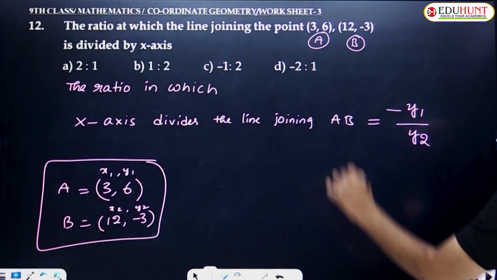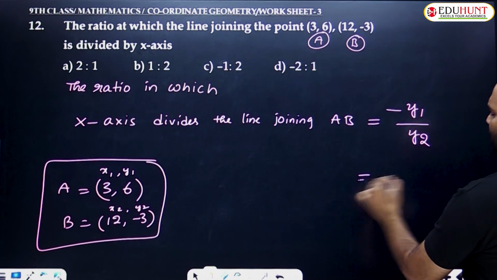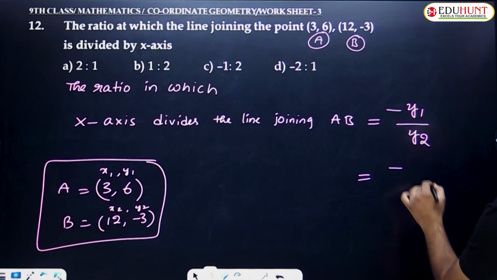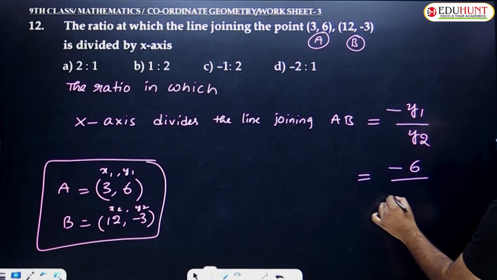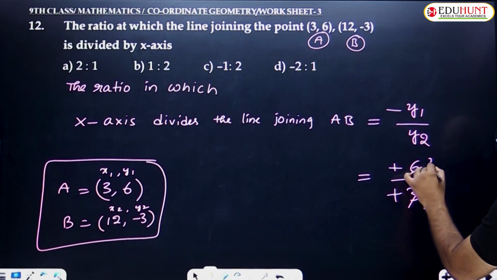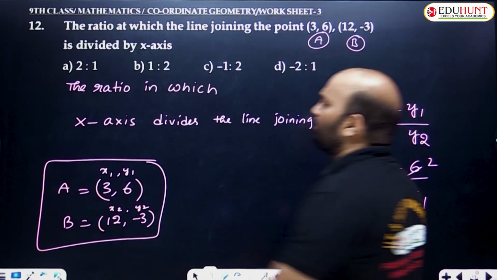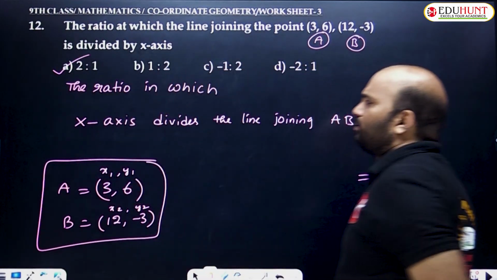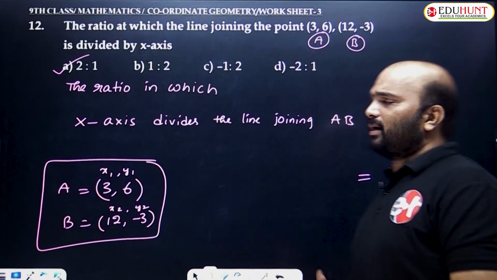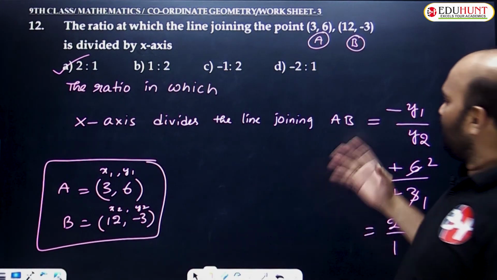The ratio in which the x-axis divides the line joining AB is minus y1 by y2. What is the y1 value? 6, by the y2 value, minus 3. So the minus signs cancel; 3 ones are 3, 3 twos are 6. What is the answer? 2:1. 2:1 can be written as 2 by 1, and 2 by 1 can be written as 2:1. Option A is the right answer. Am I clear? So this is the logical formula.